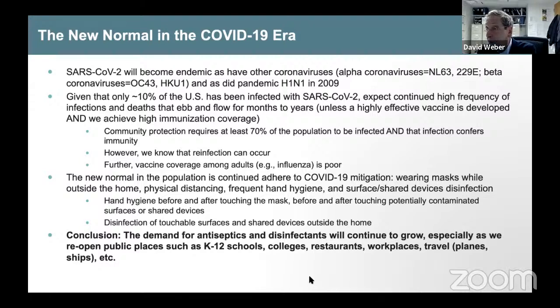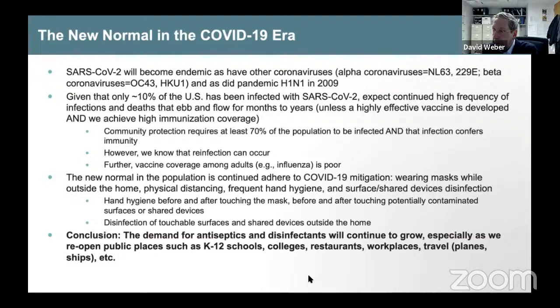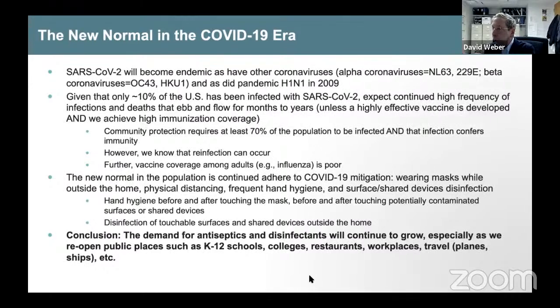As many as 50% of people do not plan to take the vaccine because of concerns. So the mitigation strategies I mentioned are the new normal and will be with us for months to come. So that's all very, very important. And the demand for disinfectants and antiseptics will grow as we reopen places like K-12 schools, colleges, restaurants, workplaces, and travel. We will need to use all those mitigation efforts there as well.